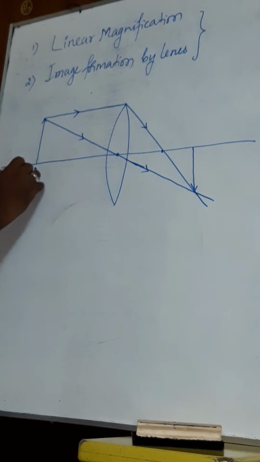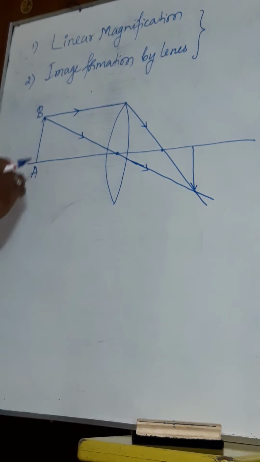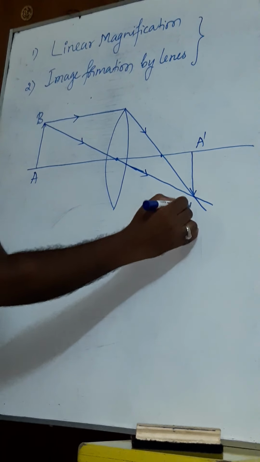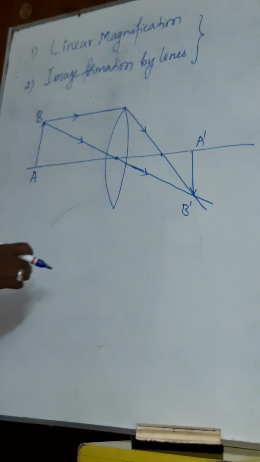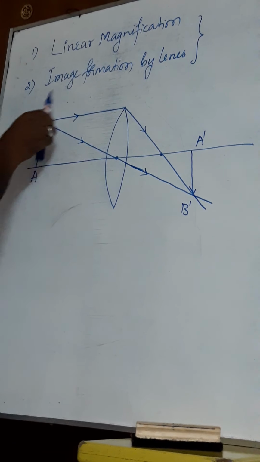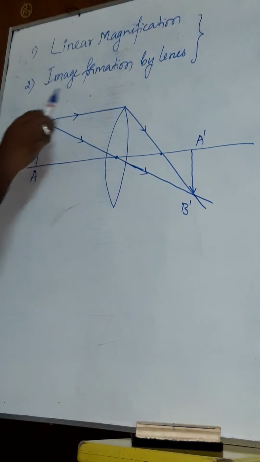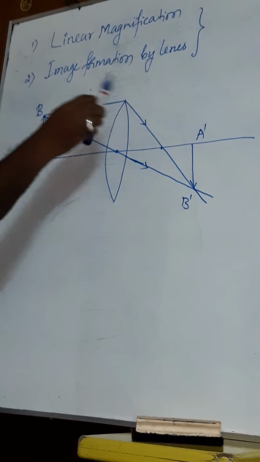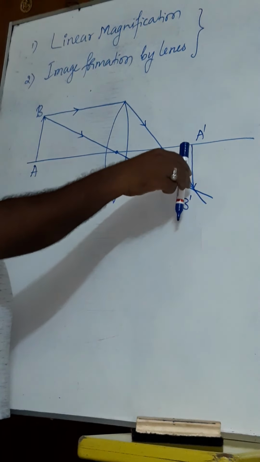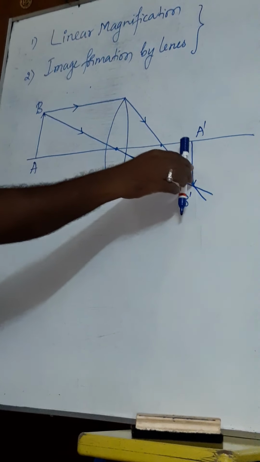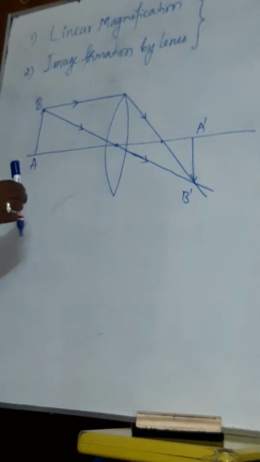Now AB is the linear object. A dash B dash is the linear image. This one is in the upward direction, this one is in the downward direction. It means this is the real object and this is the real image. Real images are always inverted. This is a very important point. Real images are always inverted.